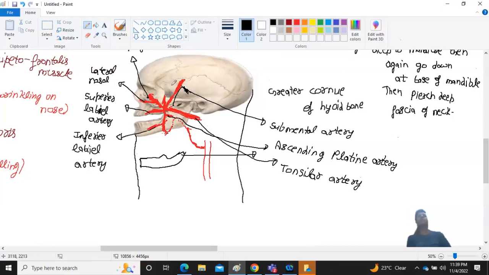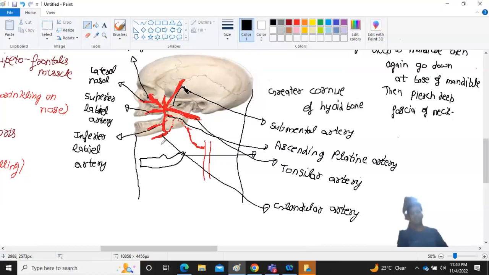Done. And the last branch, there are seven branches of the facial artery. We can draw the last branch here. We don't draw the correct position of the artery, we just draw the facial artery which supplies the face. This last artery is called the glandular artery, which supplies basically the parotid gland and submandibular gland.